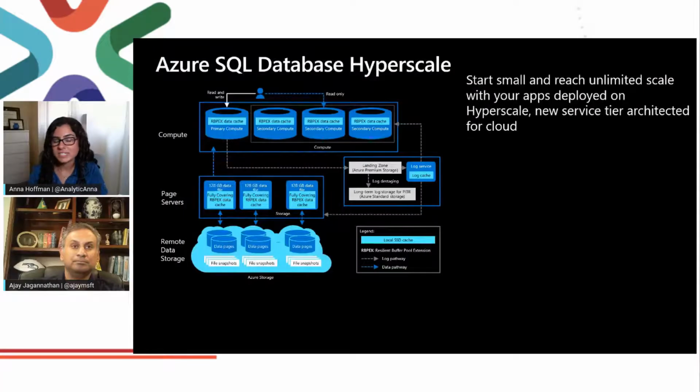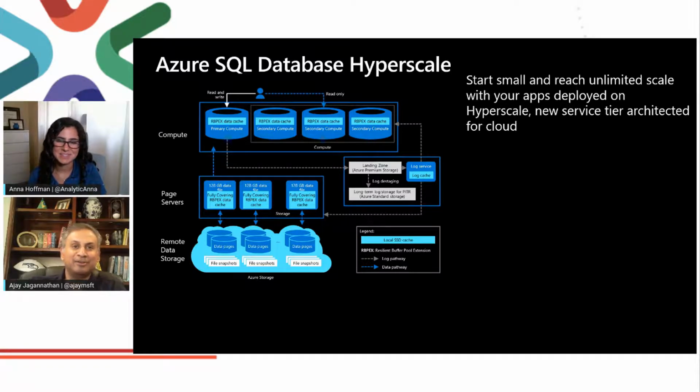So that's just one demo related to serverless. And I think the next thing we want to do is a little deeper dive into Hyperscale. Ajay, can you help us with that? Yeah, the diagram is looking a little bit busy and complex. Let me break it down.